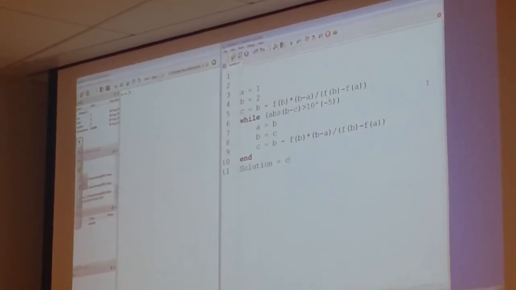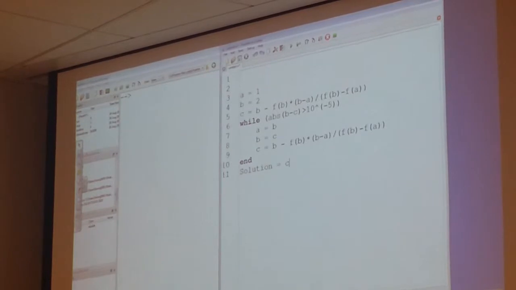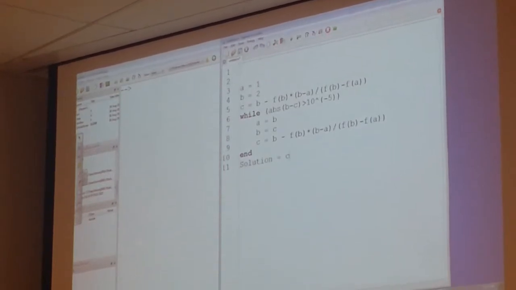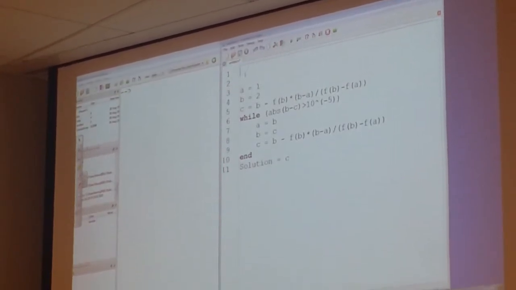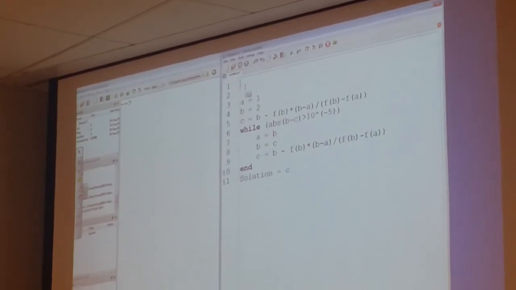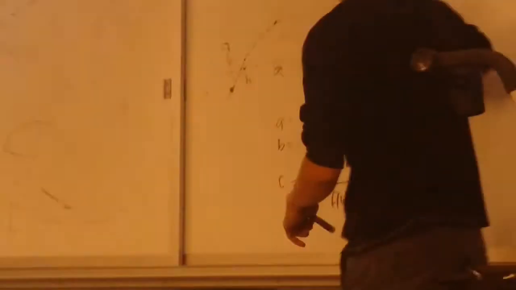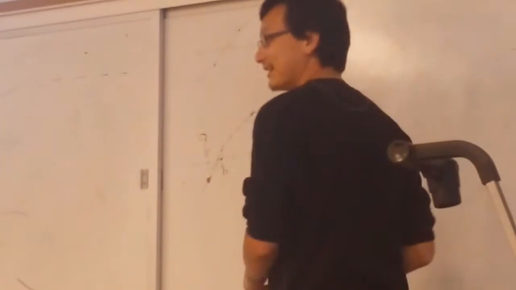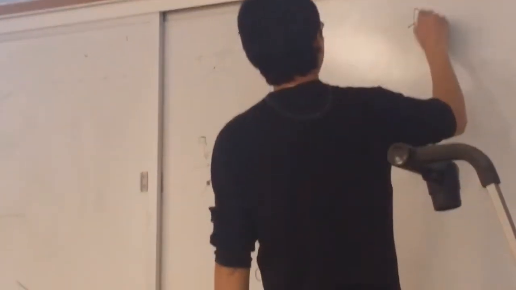And now let's define what f is. How do you define a function? Let's work on a function that we know the answer of. What function do we know the answer of? X squared, right. F of x equal to x squared.